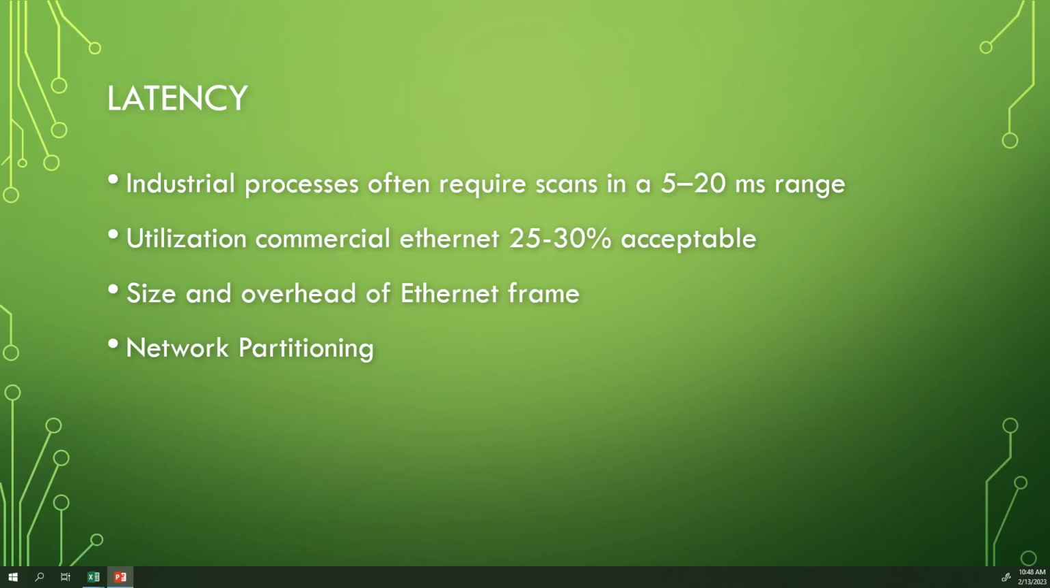Oftentimes industrial processes require a 5 to 20 millisecond range. If your latency is more than 20 milliseconds, that will cause problems. For example, we're trying to make shampoo, and we have a sensor that's going to tell us when the tank is full, and we require a very specific ratio of fluid A to B to C.